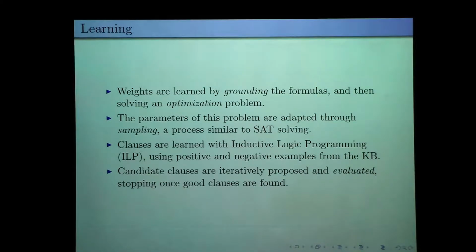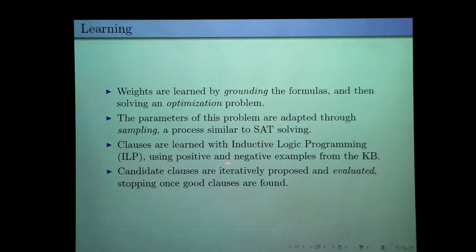But these weights and clauses can also be learned. For weight learning, we need to first ground the formulas we have, and then we need to solve an optimization problem. This optimization problem attempts to find the optimum value for the weights. And an important characteristic of this optimization problem is that its parameters are adapted through sampling, which is a process similar to SAT solving, and also very time-consuming, as we're going to see later.